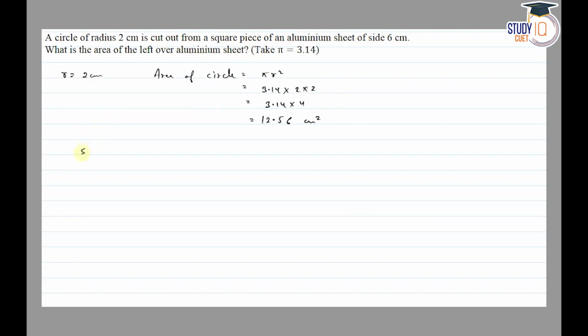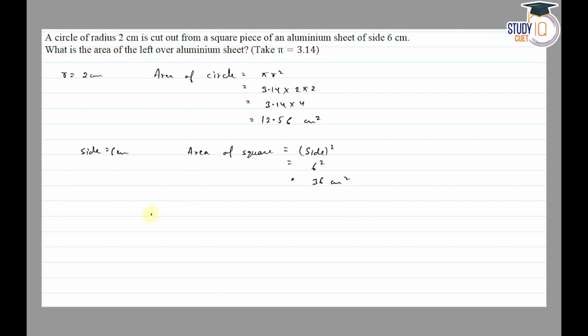So we are given the side of the square, 6 centimeter. So area of square is equal to side square, is equal to 6 square, is equal to 36 centimeter square. So what is the area of the leftover aluminum sheet?